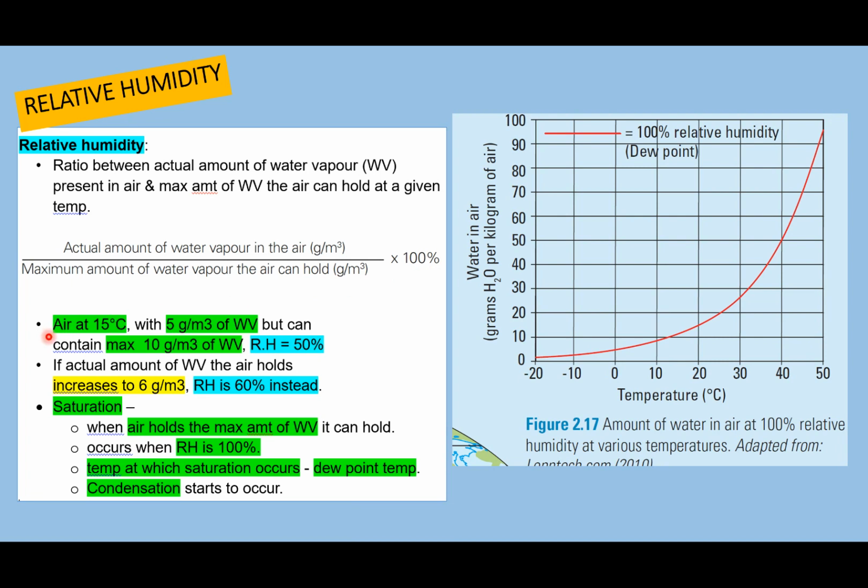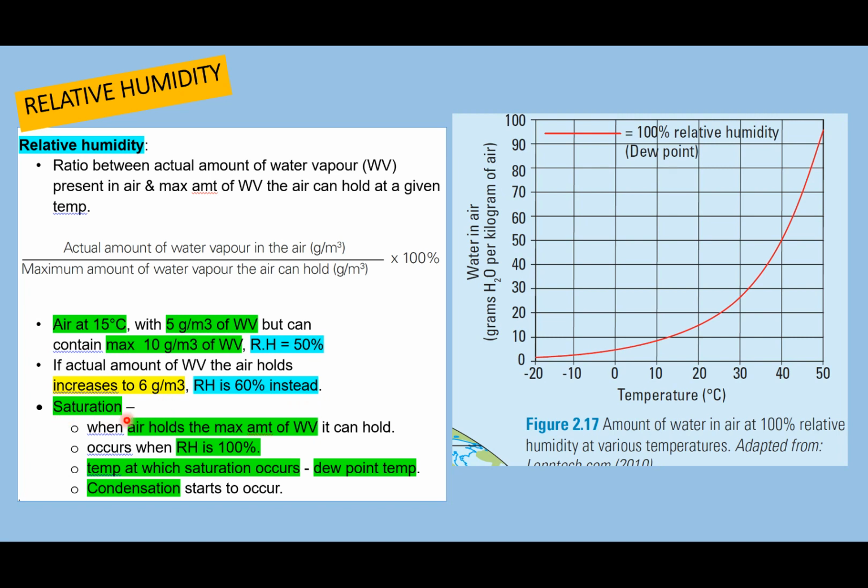For example, the air is at 15 degrees Celsius with 5 grams per meter cube of water vapor, but can contain a maximum of 10 grams per meter cube of water vapor. So when you calculate, you will get a relative humidity of 50%. If the actual amount of water vapor in the air increases to 6 grams per meter cube, your relative humidity is 60% instead.